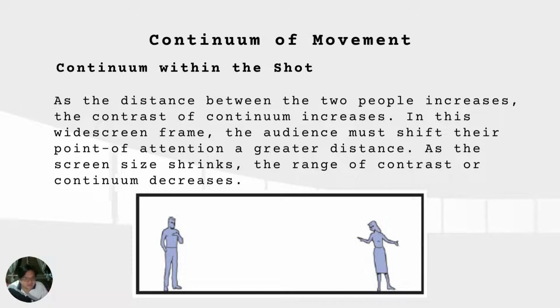Okay. Now, in this widescreen frame, the audience must shift their point of attention at a greater distance. As the size of the screen shrinks, the range of contrast of continuum decreases. So, as the size of the screen becomes wider, nag-increase yung contrast. As the size of the screen comes closer, the contrast decreases and comes the affinity.